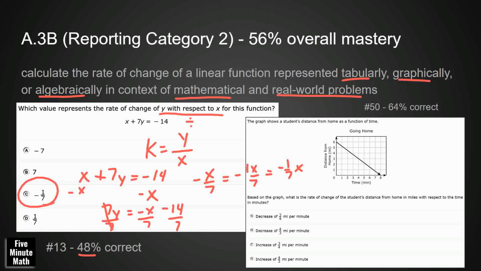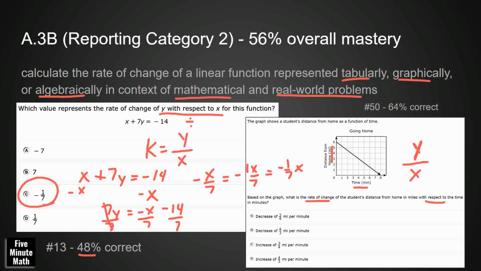Now, looking at number 50, it was a little bit more clear-cut because we have a graph and we're looking at the rate of change. And we see the same thing: distance from home in miles with respect to. That language should be something that we refer to. Here's my distance from home in miles, so that is my y value, with respect to the time in minutes, which is my x. So there it is again, it's y over x.